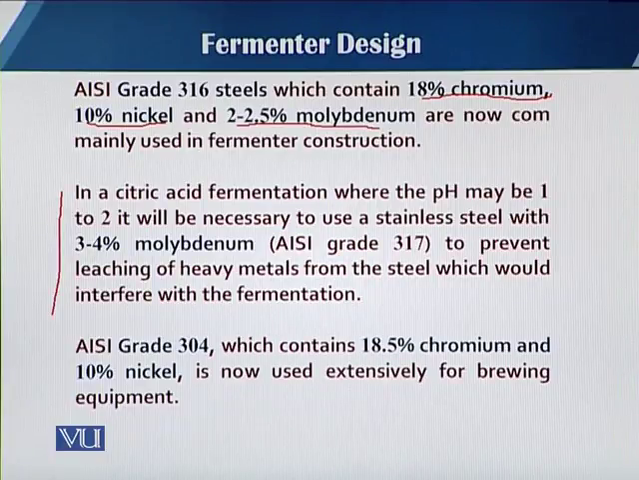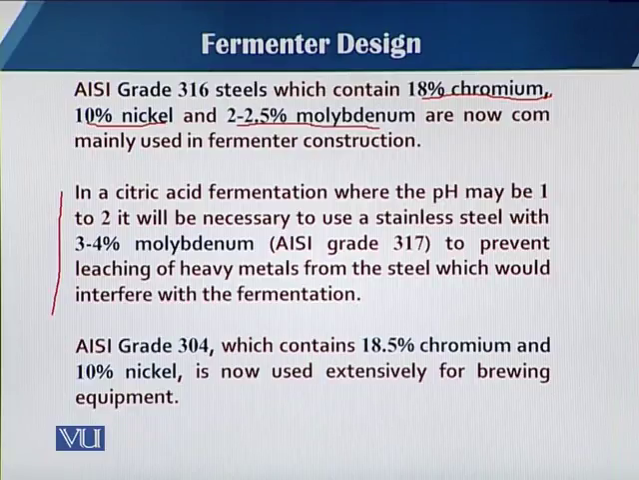acidic fermentation, especially in case of citric acid fermentation, the pH in high citric acid production drops to 1 to 2, so that is a highly acidic condition. So in such a case, 316 grade stainless steel cannot withstand the properties which we require.